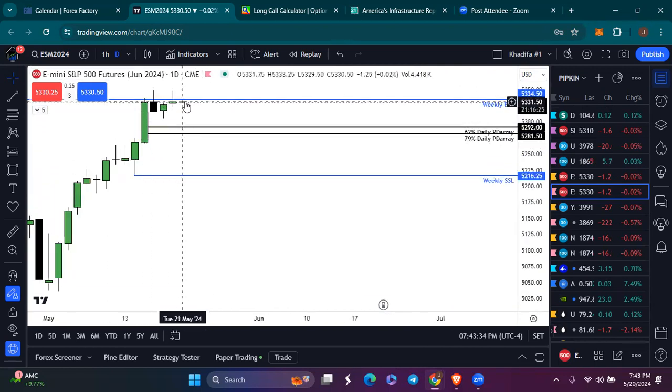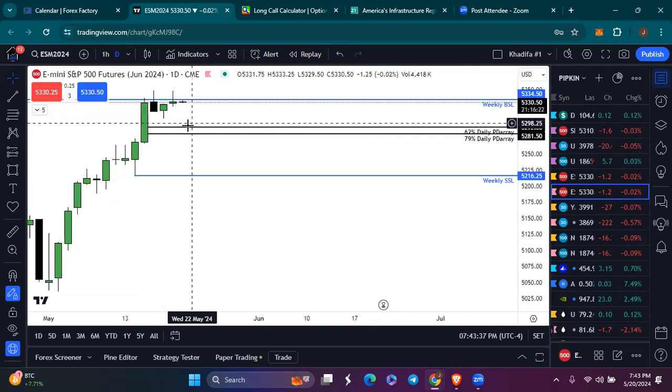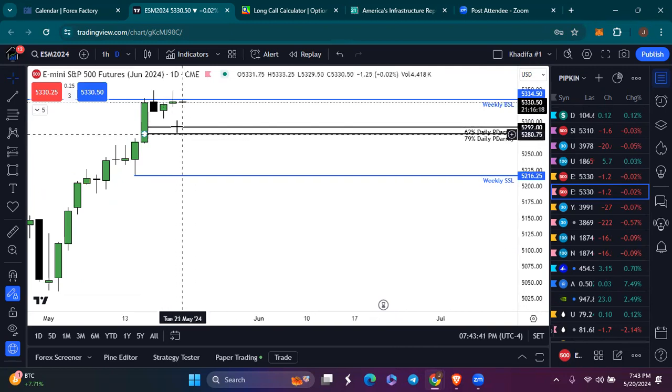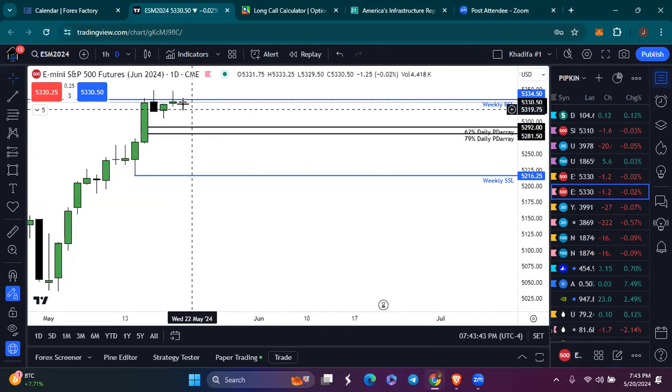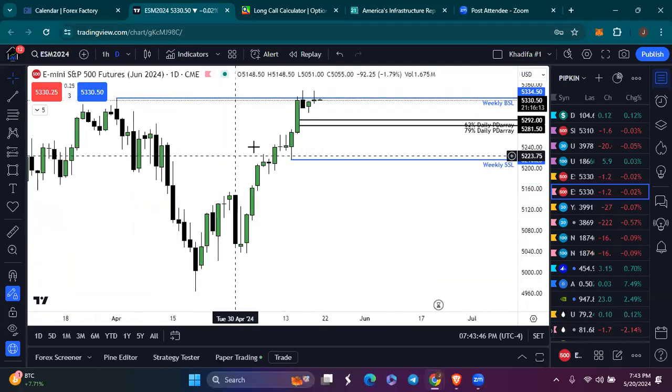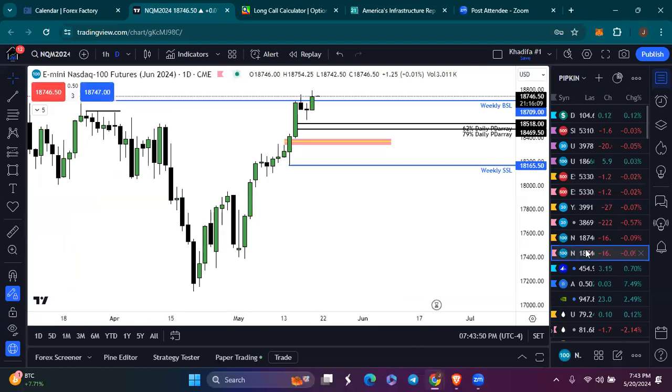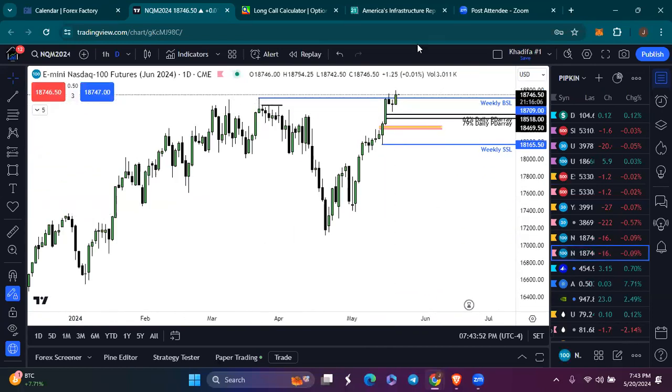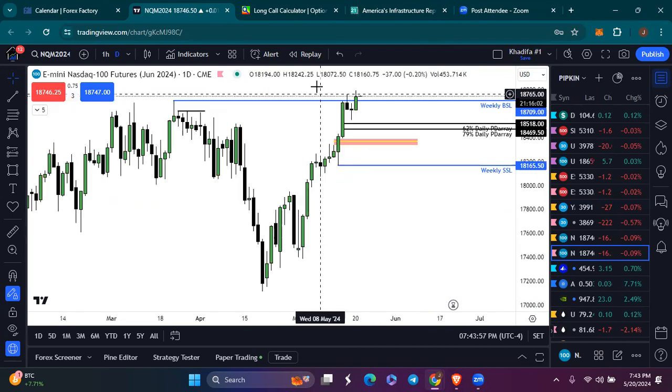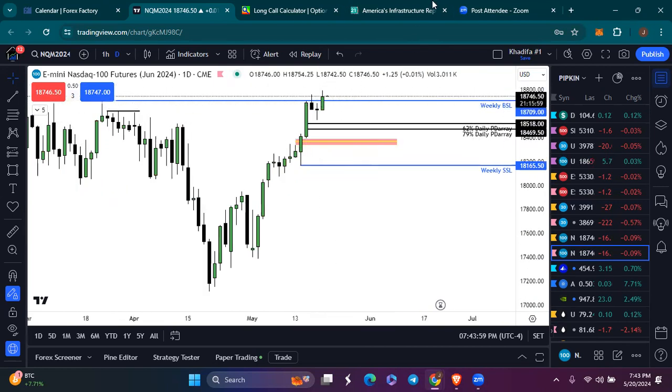So let's see if ES still needs to come back down into this zone where these discount levels are to collect some more liquidity before swinging higher to catch up with NQ. Cool beans. So that's what I'm expecting. I'm expecting futures to be bullish this week with pullbacks to continue higher. So that'll pretty much wrap up the beginning of the week technical analysis.